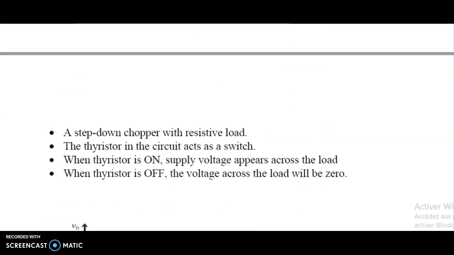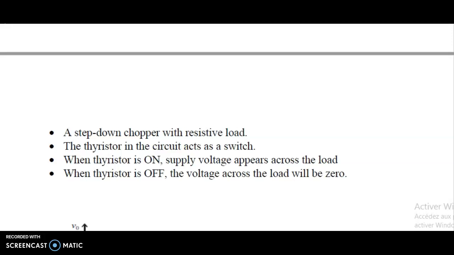As we continue, this one is a step down chopper with a resistive load. We've seen that. The thyristor in this circuit is acting as a switch. When you say switch, we mean just like the electric switch, they turn on and off. So when we say switch, it just means at a certain time it's on or at maximum, then at another time it's zero. That's basically how a switch works. 1 0 1 0 1 0. All right.